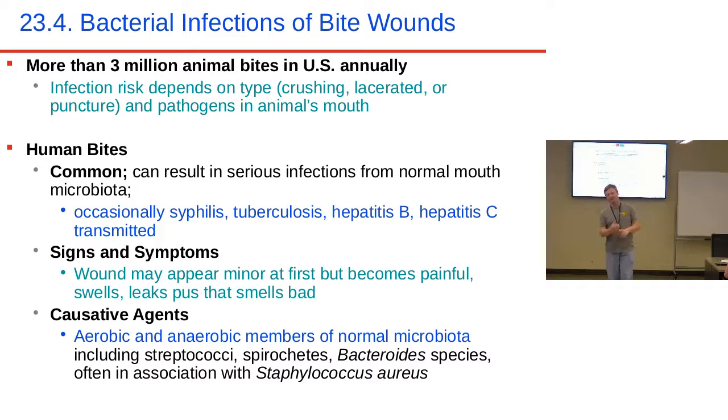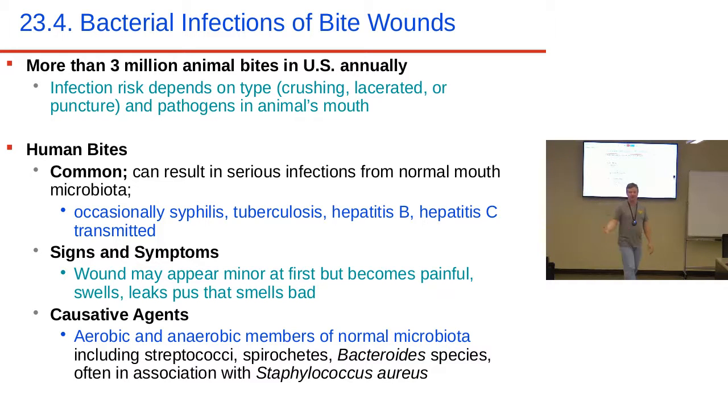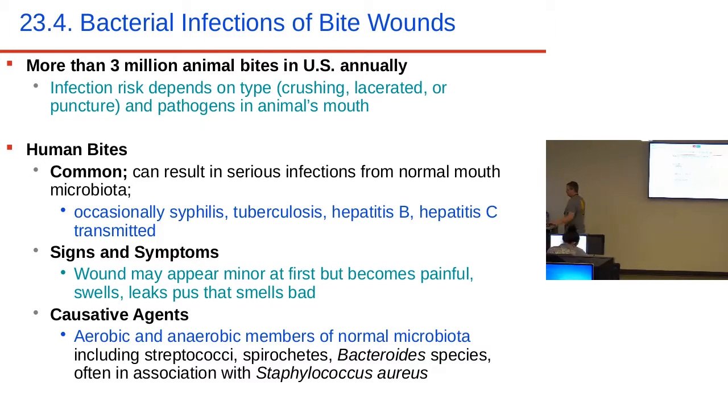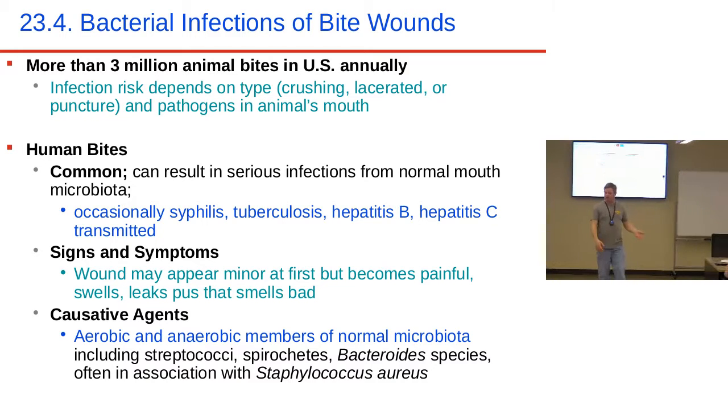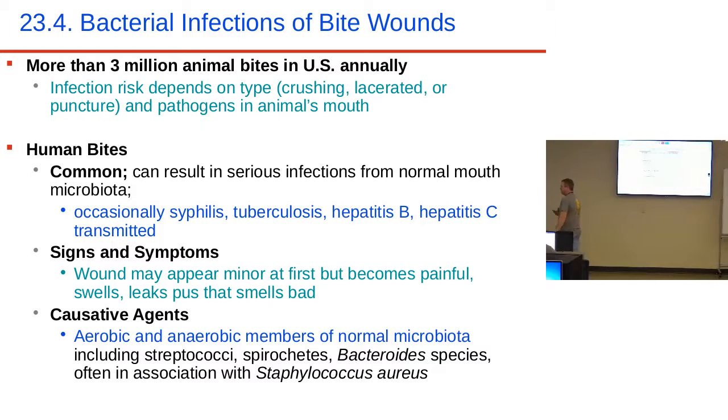So we do have cases of things like syphilis, tuberculosis, Hep B and C being transmitted through human bite. So this is never a good thing, right? Wounds appear minor, but then again, you're talking about one that actually bit right through you and you have blood. If you don't clean it or have it treated right away, you can ultimately start seeing some of the other things: the swelling that comes from the inflammation, eventually pus that's going to be coming out that's going to have that bad smell to it.